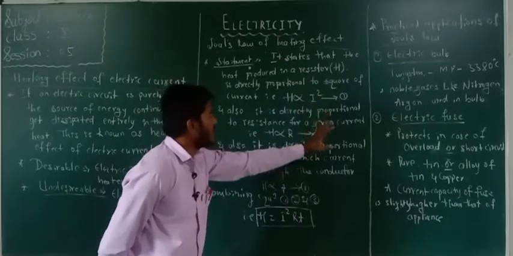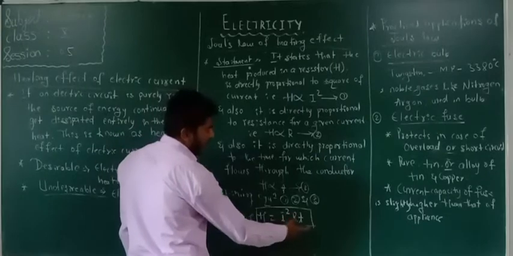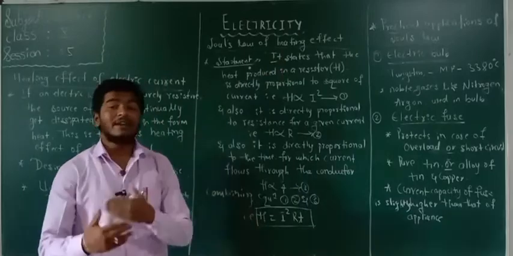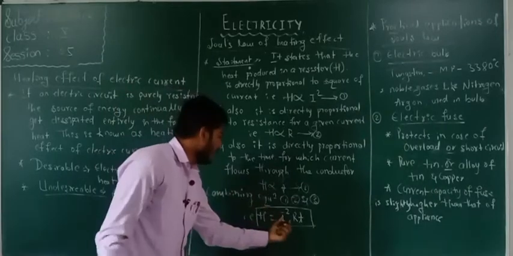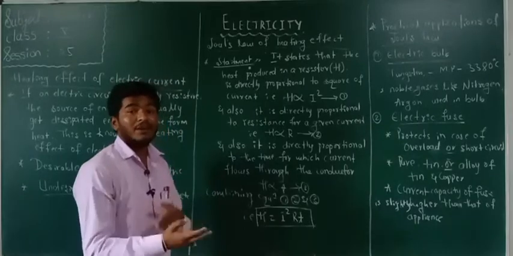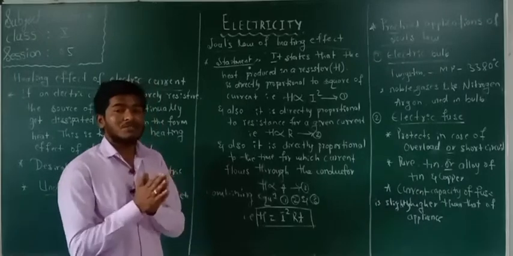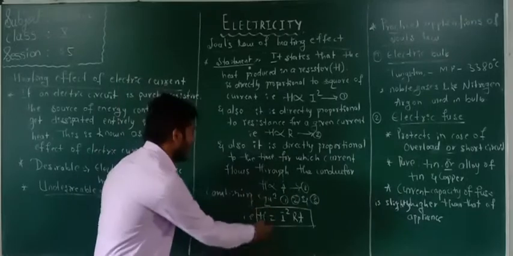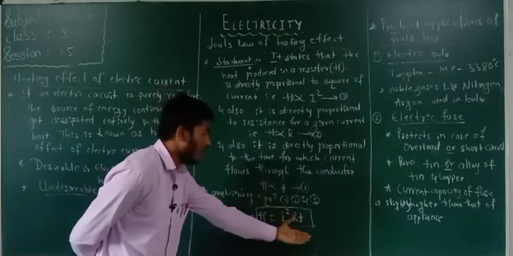By combining these equations 1, 2 and 3, we get another equation, H is equal to I square RT. This is the expression for Joule's law, which gives the heat produced by an electric device. If we know the electric current, the resistance of the electronic device, and the time period for which we supply the current to the electric appliance, we can easily calculate the heat produced. That is nothing but H is equal to I square RT.